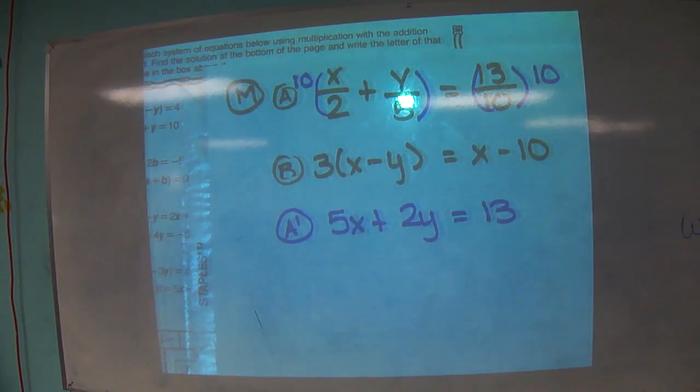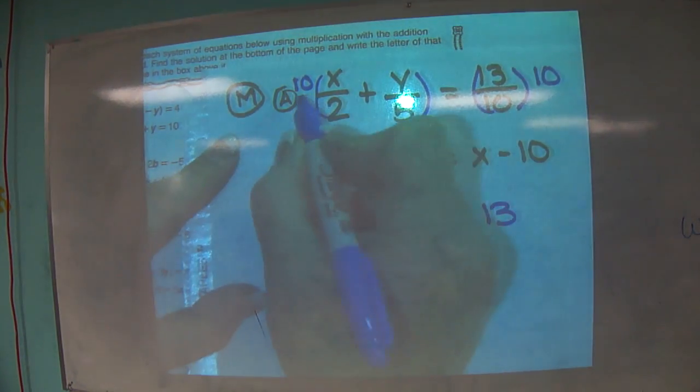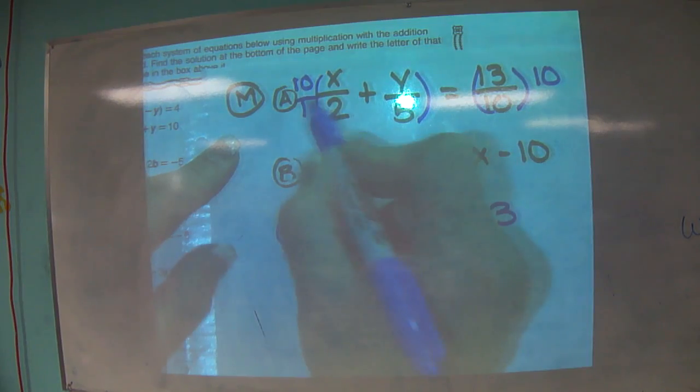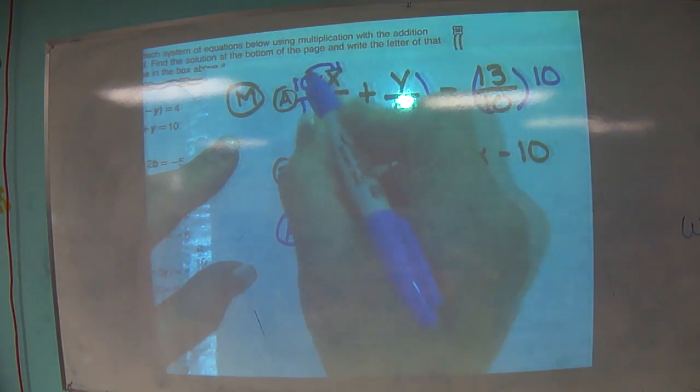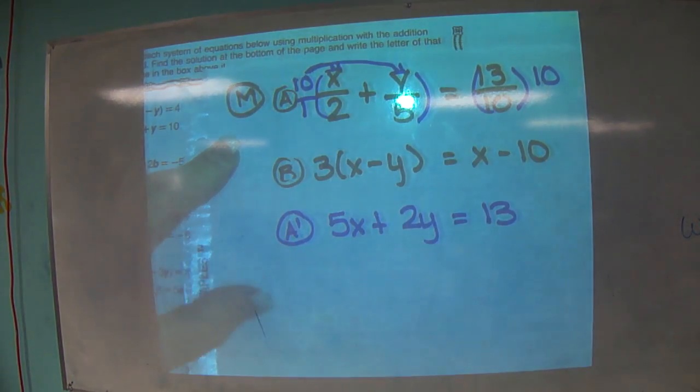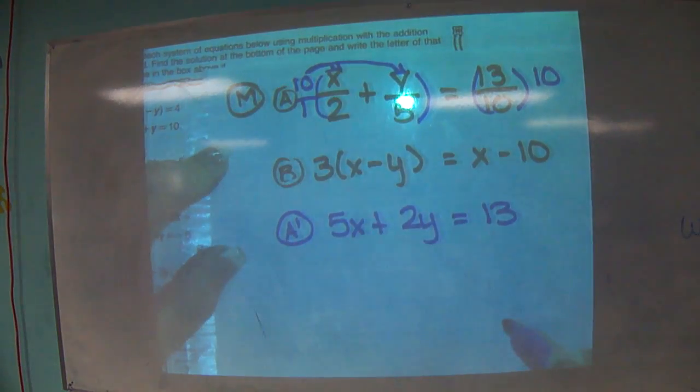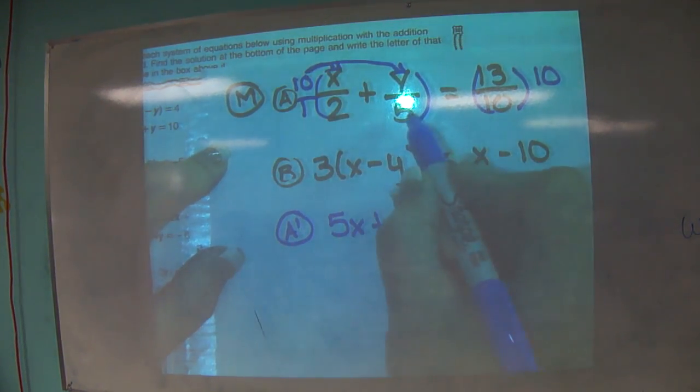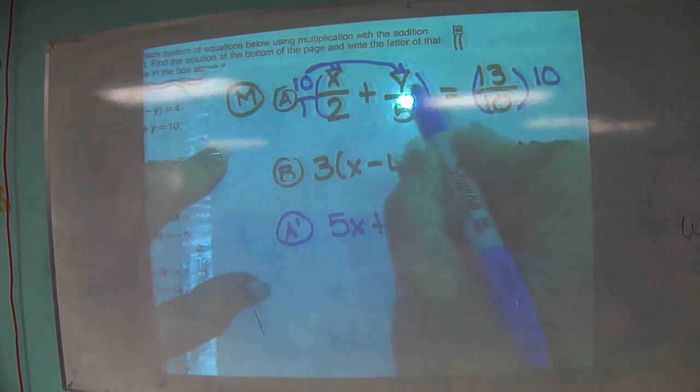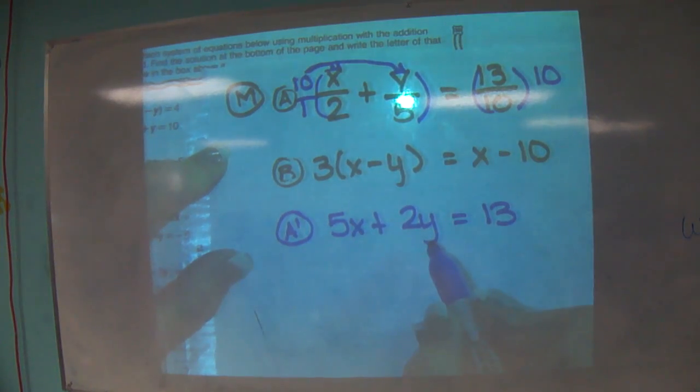Everybody see how that worked? No. Okay. This is 10 over 1. So we just distributed it right there. Okay? So you said 10. So how many 2's in 10? 5. 5 times x, 5x. How many 5's in 10? 2. 2 times y, 2y.